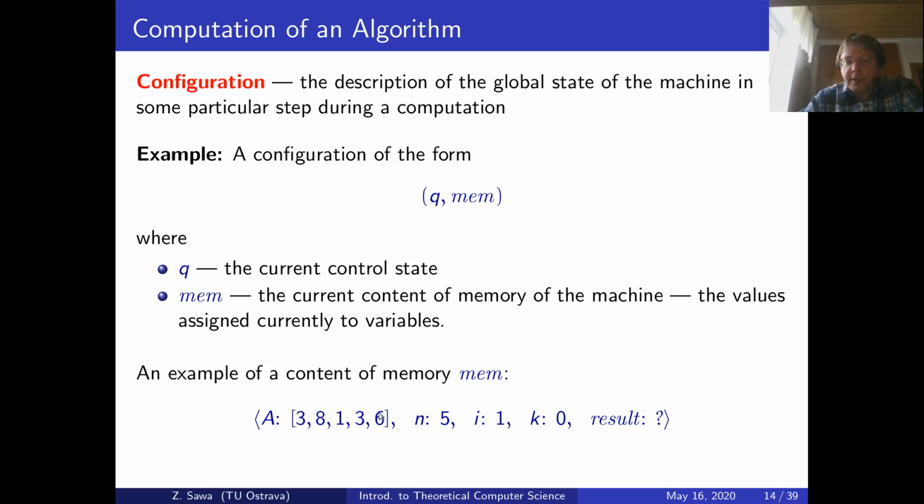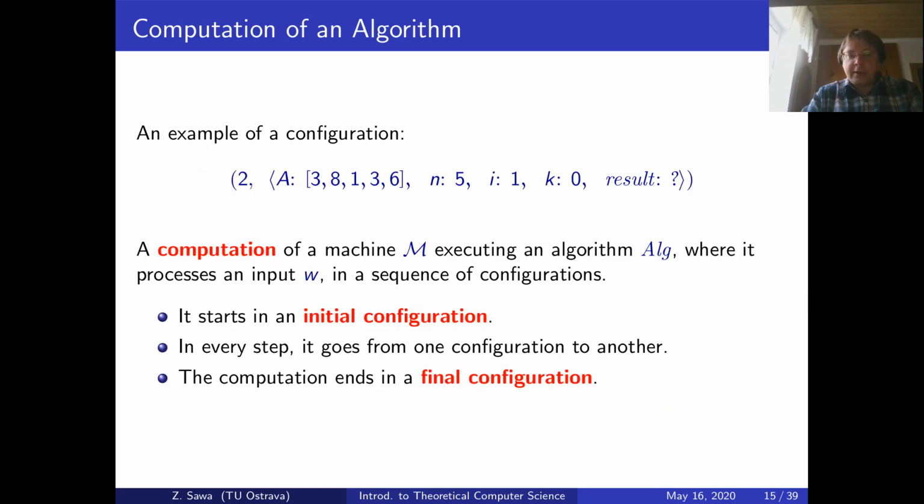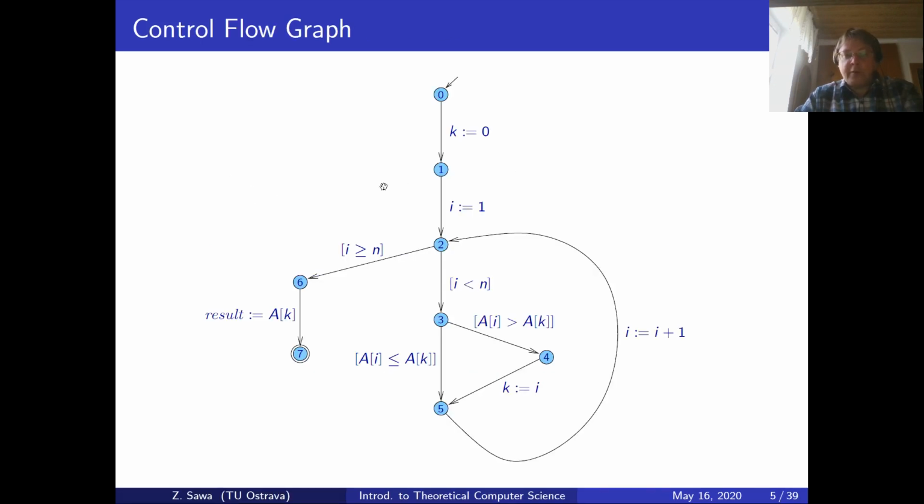So this could be a typical example of content of memory that represents value of those variables which are important for this algorithm. We would like to represent a configuration, and the whole configuration will also contain information about the control state. Yeah, so let's say the current control state will be state 2.